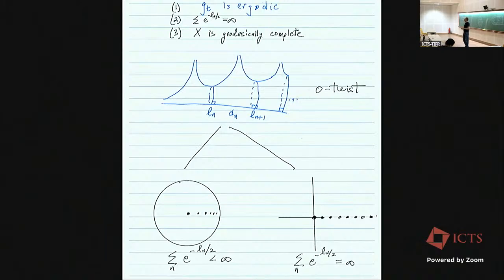Oh, no, but that's a red herring. I think a genus 2 surface with a puncture is parabolic in this sense.